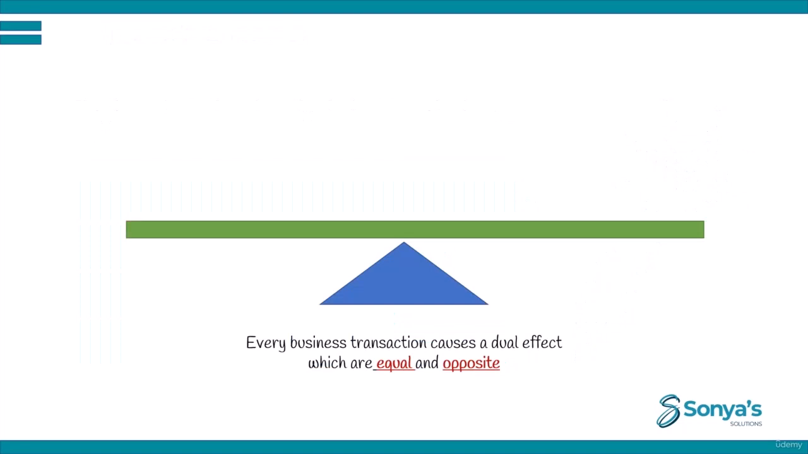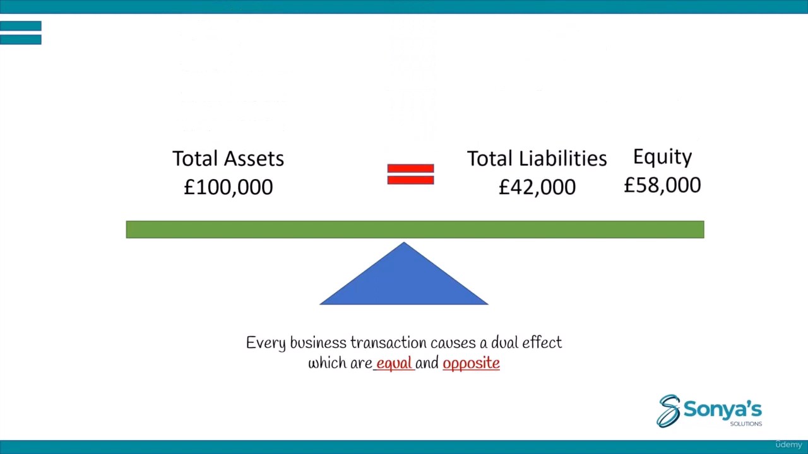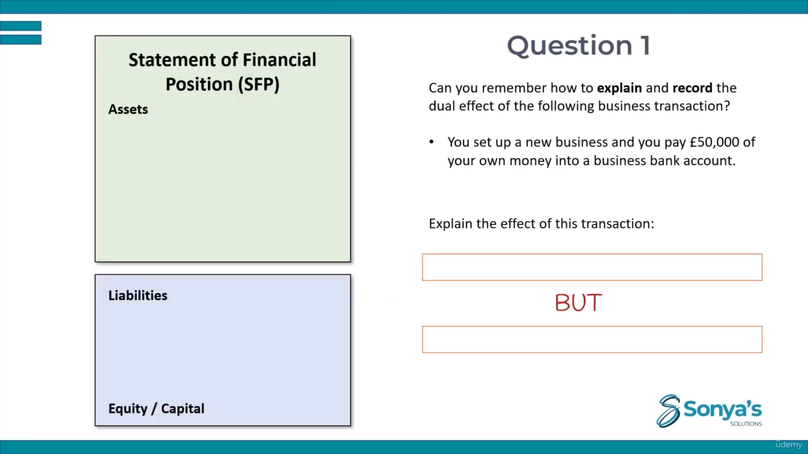In the previous lesson, we learned about the dual aspect of double entry, how every business transaction causes a dual effect. The effects are equal and opposite, and how the total of business assets will always equal the total of its liabilities. Get ready to pause the video to give yourself time to read and answer the question.